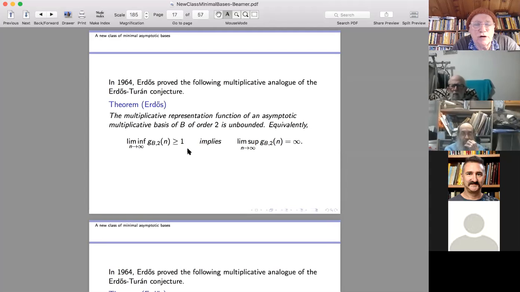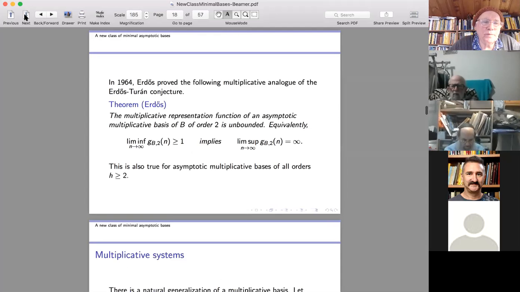And the more general case is kind of a multiple induction on that. And using a kind of iterated form of Ramsey's theorem, Nathanson and Gödel gave a very beautiful proof of Erdős's theorem. And you can modify the Nathanson-Gödel proof a little bit and get the same statement for asymptotic bases, multiplicative bases of any order h greater than or equal to 2.